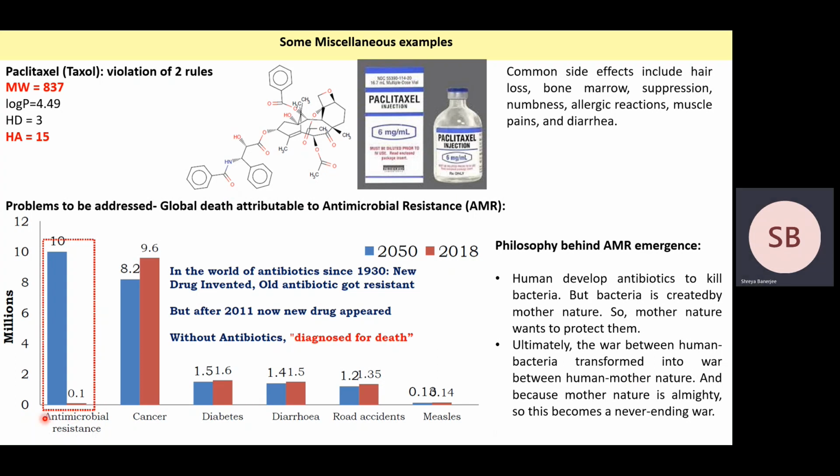So as you can see, up to 2018, 0.1 million bacteria have developed resistance against 0.1 million antibiotics. And this is predicted to go up to 10 million in 2050. And this is a very dangerous thing, because without antibiotics, death is certain. But the antibiotics that are there are starting to become less and less effective.